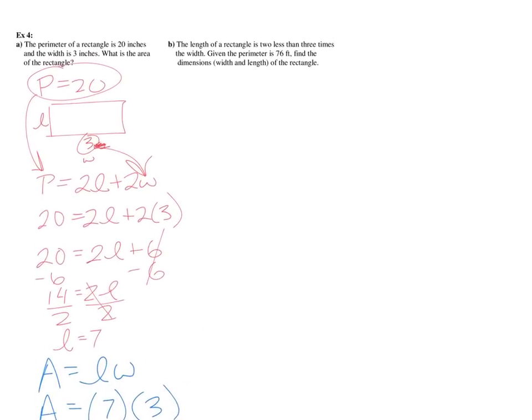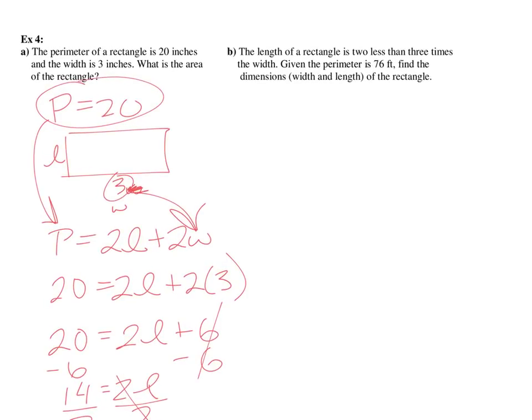All right, let's go on to B. All right, the length of a rectangle is 2 less than 3 times the width. Okay, the length of a rectangle is 2 less than 3 times the width. All right, so this description often confuses students. So let's work with the second part. 3 times the width. And it's 2 less than that, so that means we're subtracting 2 from it. All right, they tell you the perimeter is 76. Find the dimensions, meaning the width and the length of the rectangle.